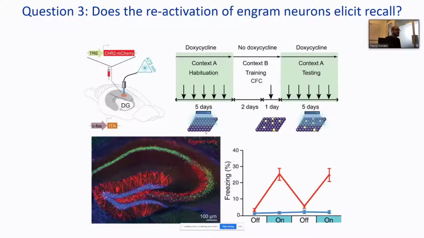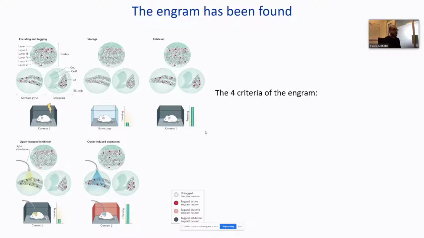So in this case, the engram had been found. The 4 criteria of the engram, the specificity to an event or memory was actually there. Those neurons are reactivated only when you put the animal in the condition where the memory was formed, but not in conditions that are not similar to where the memory was formed. It has the potential to be retrieved by naturalistic cues.